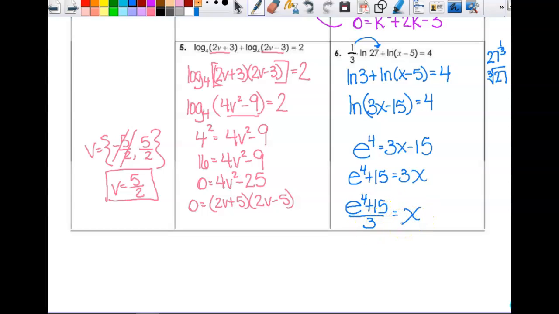And I understand that you don't have a good concept of what that value is right now, but that's okay. That's your answer. It looks weird. Sometimes our answers look weird. But I still have to check it.